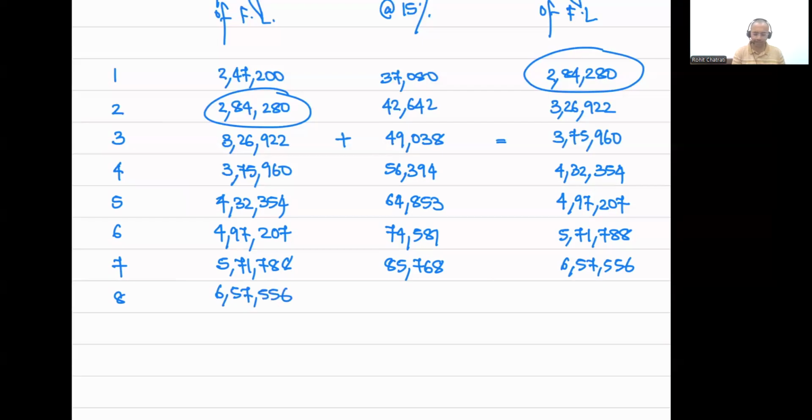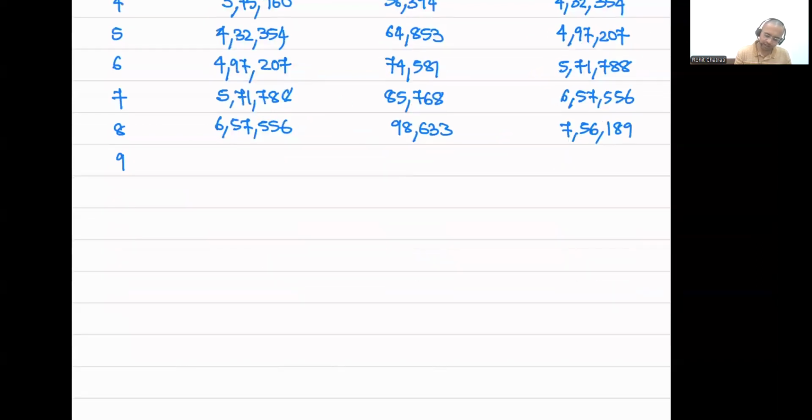657,556 becomes my beginning balance for 8th year, and on this I am going to have interest at the rate of 15 percent, which will be equal to 98,633, and therefore my closing balance will be equal to 7,56,189. For year 9, the beginning balance is going to be 756,189. On this 756,189, I am going to have interest at the rate of 15 percent, which is going to be equal to 1,13,428, and therefore my closing balance is now going to be equal to 8,69,617.